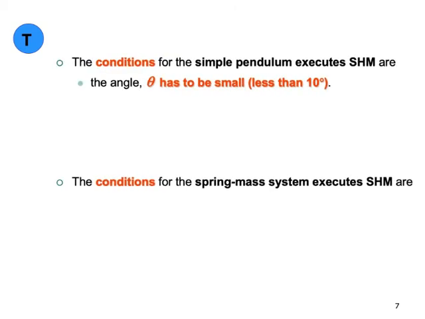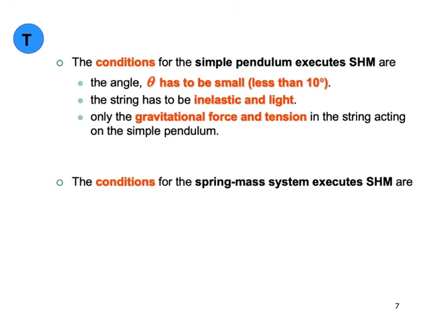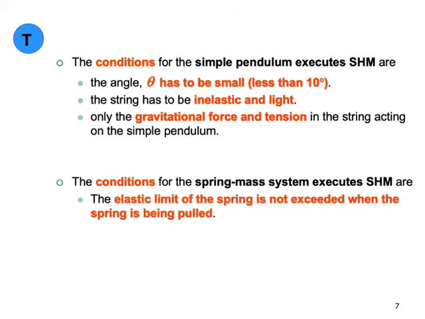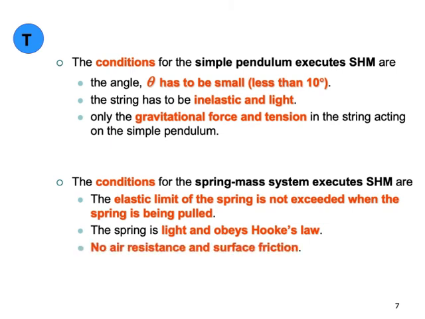The conditions for a simple pendulum to execute simple harmonic motion are: the angle has to be small, less than 10 degrees; the string has to be inelastic and light; and only gravitational force and tension in the string act on the simple pendulum. The conditions for the spring-mass system to execute simple harmonic motion are: the elastic limit of the spring is not exceeded when the spring is being pulled, the spring is light and obeys Hooke's law, and there is no air resistance and surface tension.